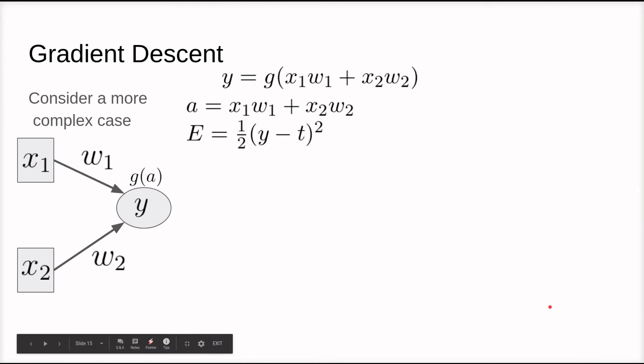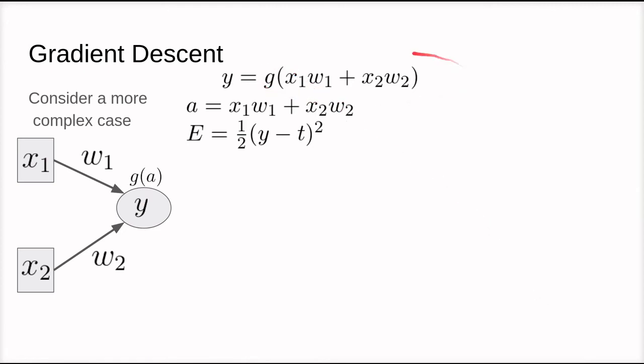Now, if we want to consider a more complicated case, we'll add the nonlinear function g to the network. So now the output y of the network is the squashed sum of the input weights. We will interchangeably write this sum as explicitly x1 times w1 plus x2 times w2, or just abbreviate it with a. The energy function, or the error function, is the same as it was before.